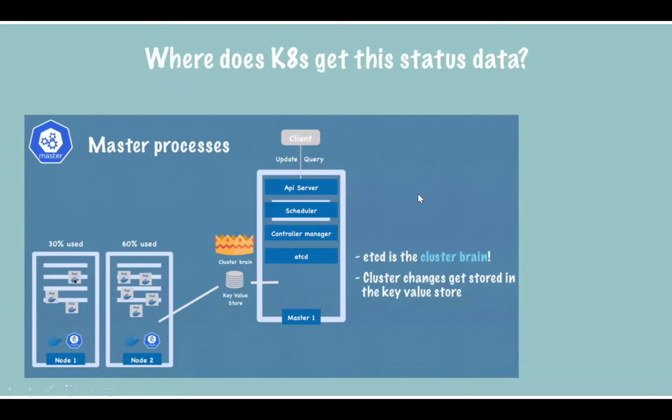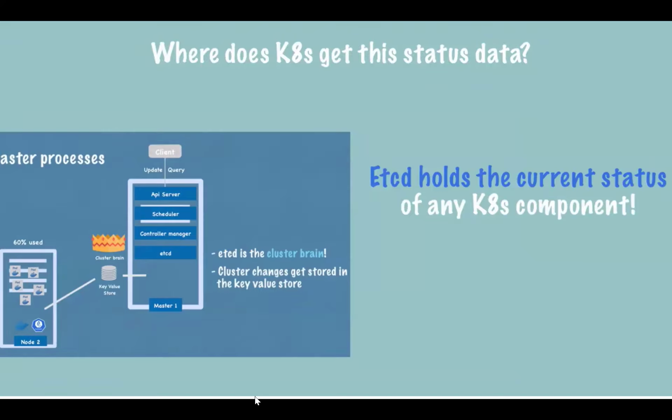And remember the master node configuration: how many components are inside the master, what the role of each component is, and which component is known as the brain of the master node. It's etcd. etcd holds the current status of any Kubernetes component, not only deployment, whether it is service, config map, or ingress. All the components' current status is stored by etcd. If you make any desired changes, you have to update it, and the updated one will again get stored in etcd.